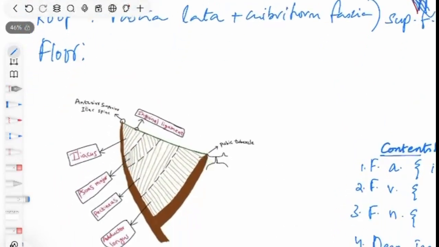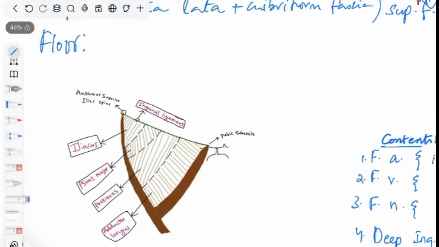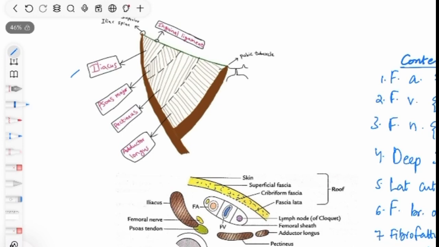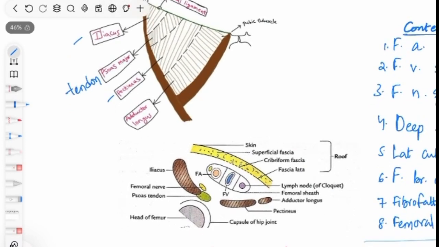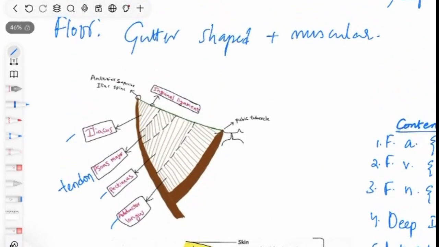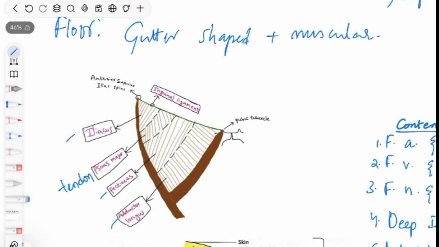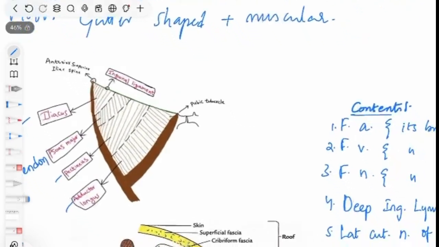Now coming to the floor, it is gutter shaped and muscular because it is formed by four muscles, which are iliacus, tendon of psoas major, pectineus, and adductor longus. So these four form the floor.